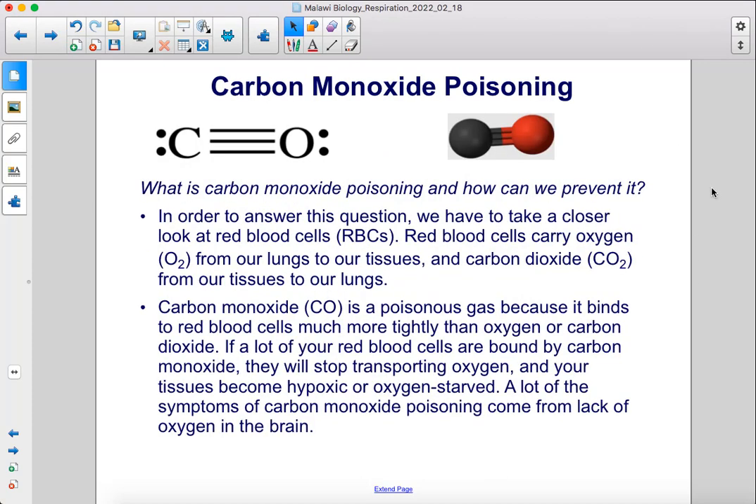What is carbon monoxide poisoning and how can we prevent it? In order to answer this question, we have to take a closer look at red blood cells. Red blood cells carry oxygen from our lungs to our tissues, and carbon dioxide from our tissues to our lungs. Carbon monoxide is a poisonous gas because it binds to red blood cells much more tightly than oxygen or carbon dioxide. If a lot of your red blood cells are bound by carbon monoxide, they will stop transporting oxygen, and your tissues become hypoxic or oxygen-starved. A lot of the symptoms of carbon monoxide poisoning come from lack of oxygen in the brain.